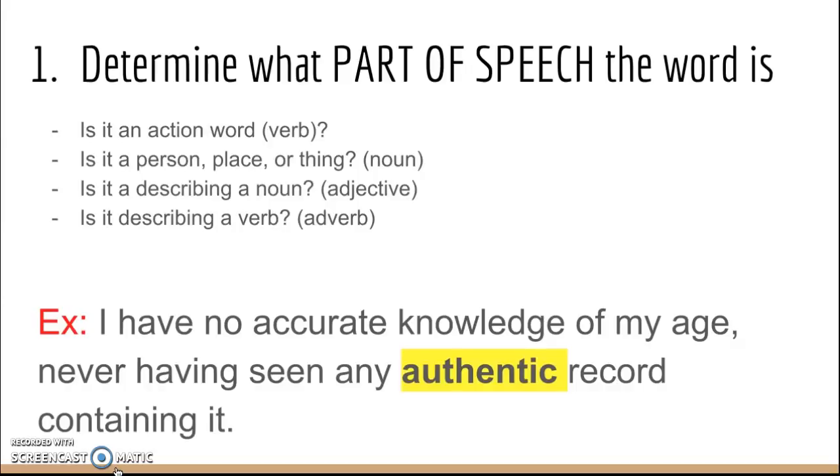So if I'm looking at this and thinking about what part of speech it is, I have to take a look at the words around it. It comes before the word record. I know that a record is a noun. So authentic, since it's describing it, has got to be an adjective. Now, when I eventually get to the point where I'm replacing authentic with a synonym, I can make sure it's the same part of speech so all the ideas flow together logically, clearly, accurately.